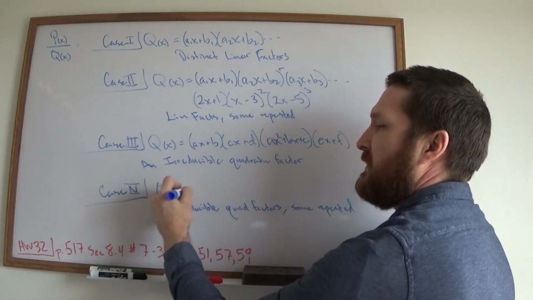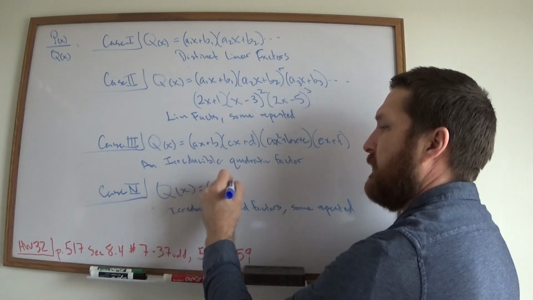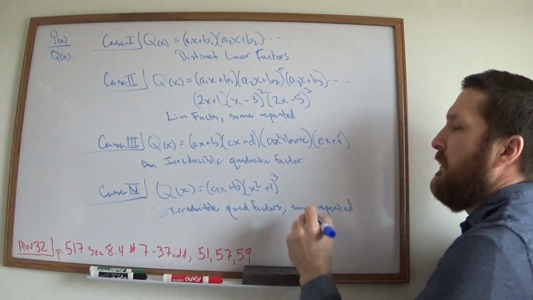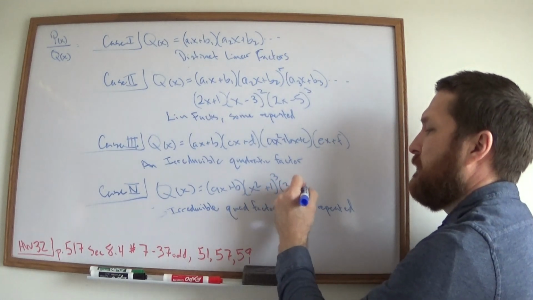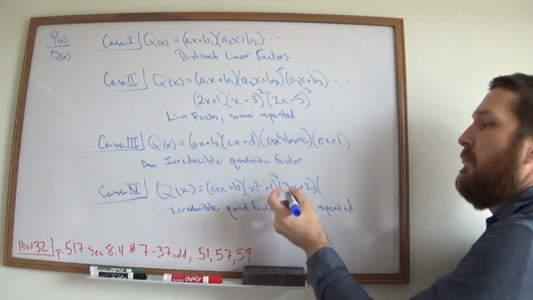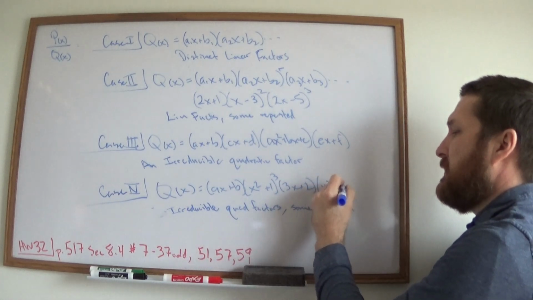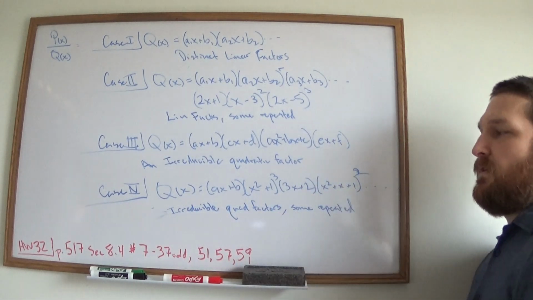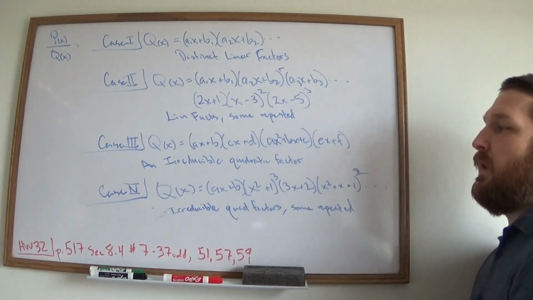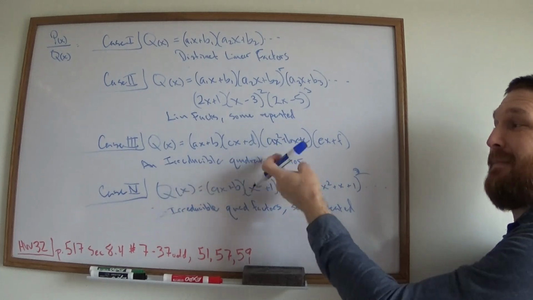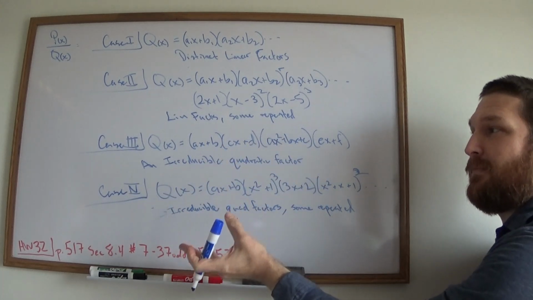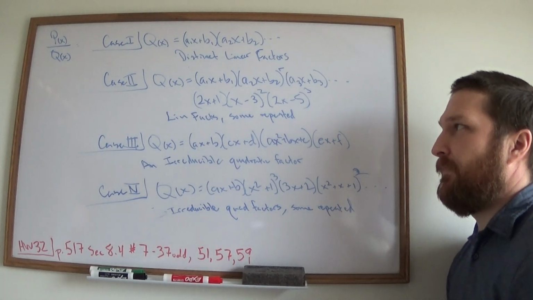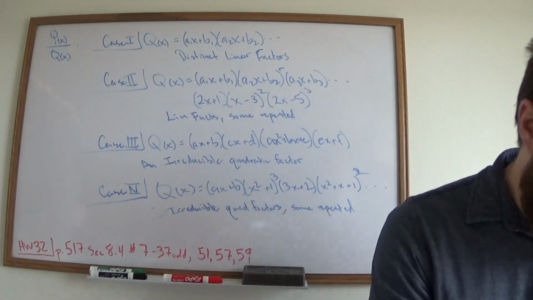So that would be Q(x) breaks down into, I don't know, an ax plus b, and then it has an x squared plus 1 raised to the 3rd. And then it has, I don't know, 3x plus 2, and then maybe an x squared plus x plus 1 cubed, or squared, or whatever. So it has more than one, it's the same kind of thing if it has multiple irreducible quadratics. The way we're going to treat them is the same.